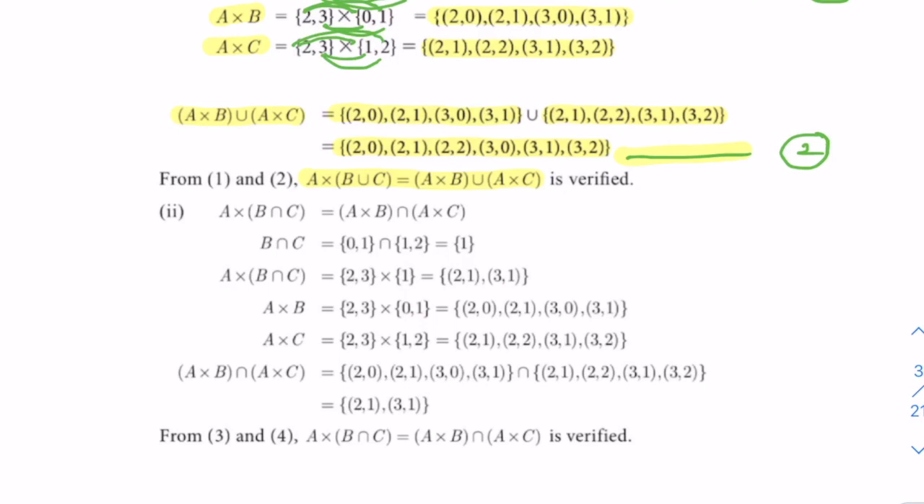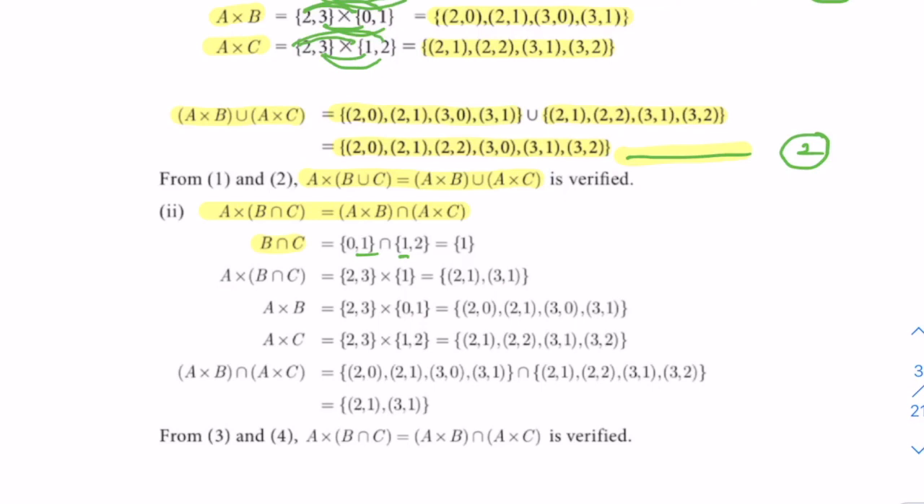We have to prove A cross (B intersection C) is equal to (A cross B) intersection (A cross C). Now let us consider the left hand side of this equation. We see that B intersection C is inside the bracket, so we will find B intersection C first. It is the intersection between the set with elements 0, 1 and the set with elements 1, 2. Intersection: we have to find the common elements in both the sets. We see 1 is present in both the sets. So B intersection C is a set with the element 1.